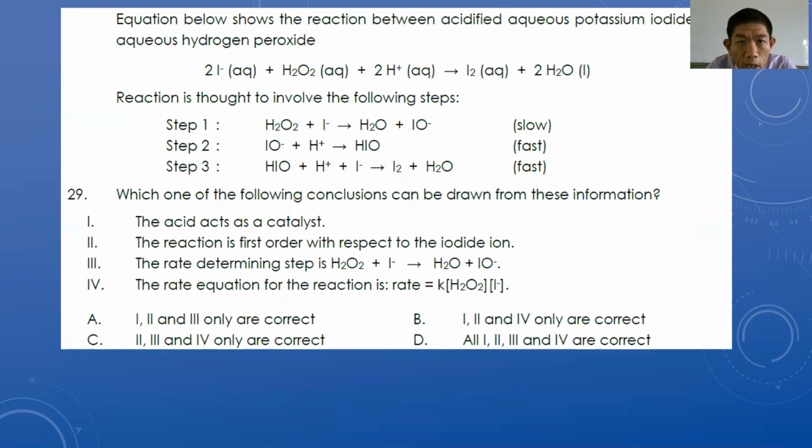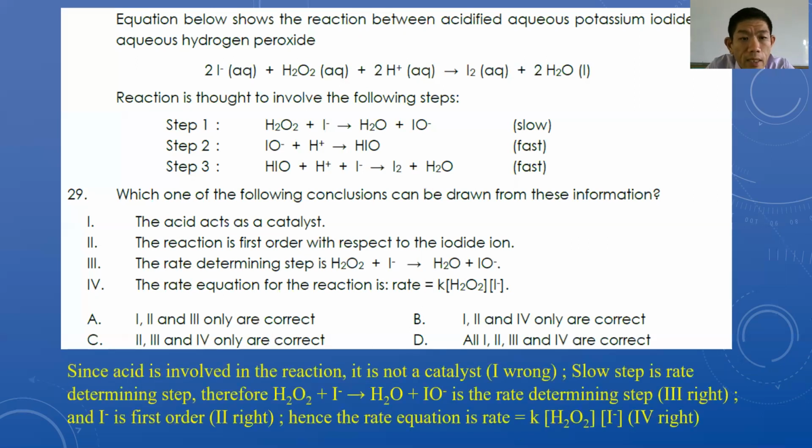Then we have 29. The equation below shows the reaction between acidified potassium iodide and hydrogen peroxide. So you have 2I^- plus H2O2 plus 2H^+ gives I2 plus 2H2O. The reaction involved the following stages, step 1, step 2, and step 3 as shown in here. Which of the following conclusions can be drawn from this information? 1. The acid is a catalyst. No, in here acid does not act as a catalyst because acid is directly involved in the reactions. So number 1 is incorrect.